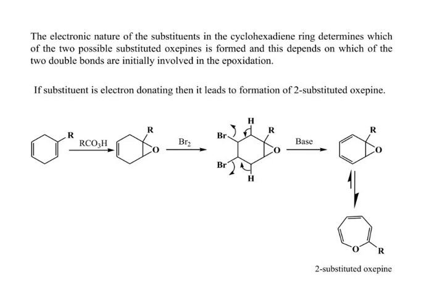Which of the 2 possible substituted oxepines is formed depends on which of the 2 double bonds is initially involved in the epoxidation. If the substituent is electron donating, it leads to formation of a 2-substituted oxepine. You can see the reactions with RCO3H, formation of epoxide, bromination, base, and then ring expansion, giving the 2-substituted oxepine.